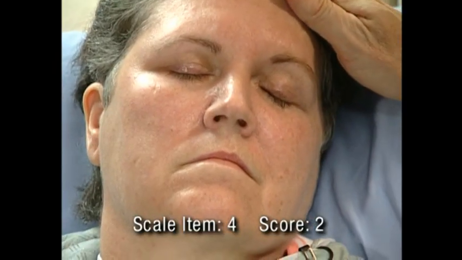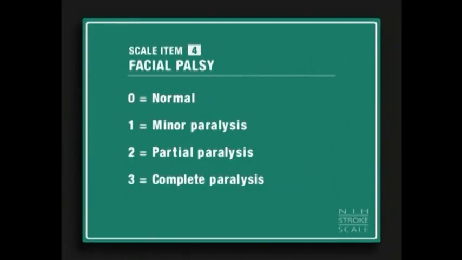Open your eyes. Look at me. Thank you. Can you show me your teeth? There we go. Score a 3 when there is complete paralysis of the upper and lower face. This is the appropriate score for the obtunded or comatose patient, or one with unilateral lower motor neuron facial weakness.